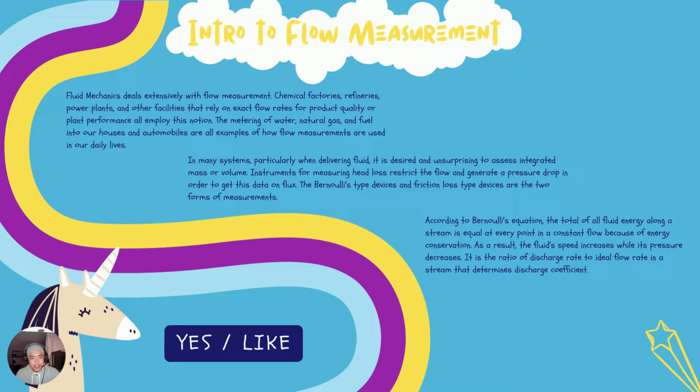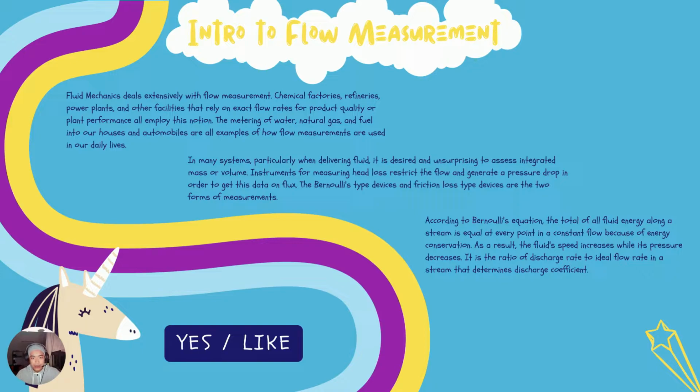In many systems, particularly when delivering fluids, it is desired and unsurprising to access integrated mass or volume. Instruments for measurement restrict the flow and generate a pressure drop in order to get this data on flux. The Bernoulli's type device and friction loss type device are the two forms of measurement.